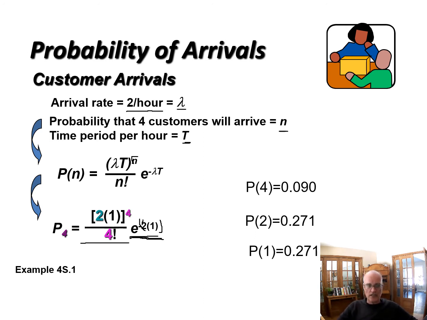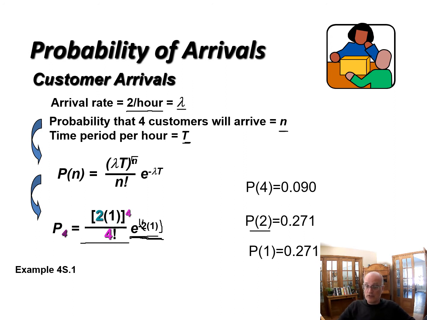As you can see, the probability of 1 customer arriving in an hour is 0.271. That's pretty high. The probability of 2 customers arriving in an hour is also 0.271, because on average we have 2 customers coming per hour. So we might have more, we might have less. This is the probability that exactly 2 will arrive: 0.271.